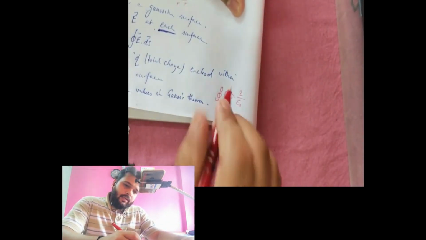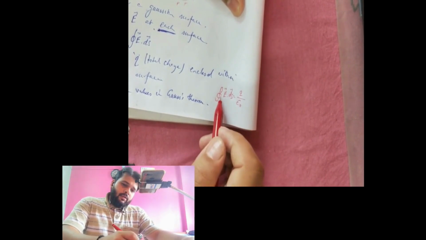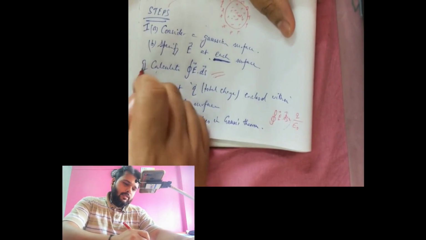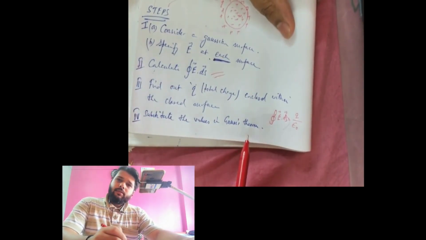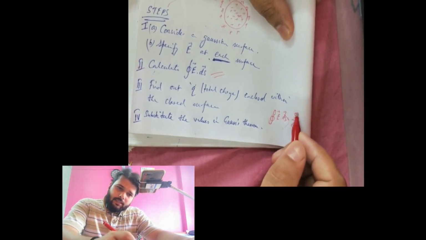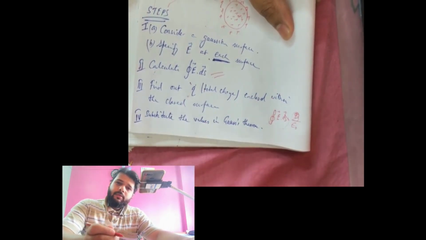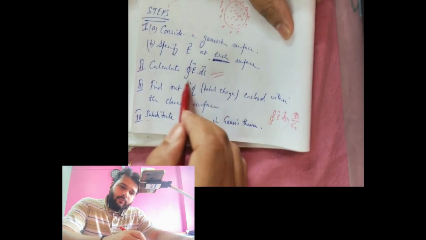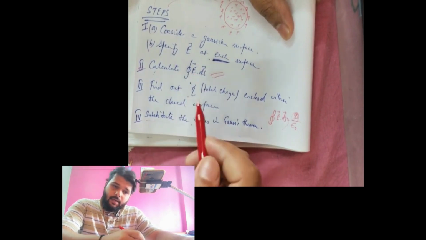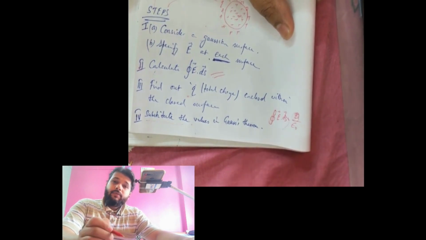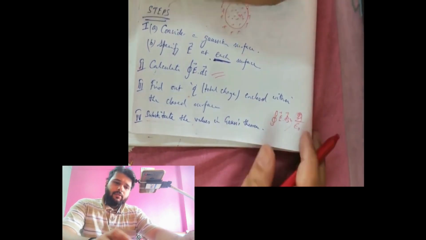Now, the value of E dot ds we have calculated in the second step. And we have to find the value of total charge, which we have already calculated in the third step. It means in the fourth step we are going to put in the values which we calculated in the second step and the third step. We'll put these values and we'll get the electric field. Okay, let's start. So just remember these 4 steps.